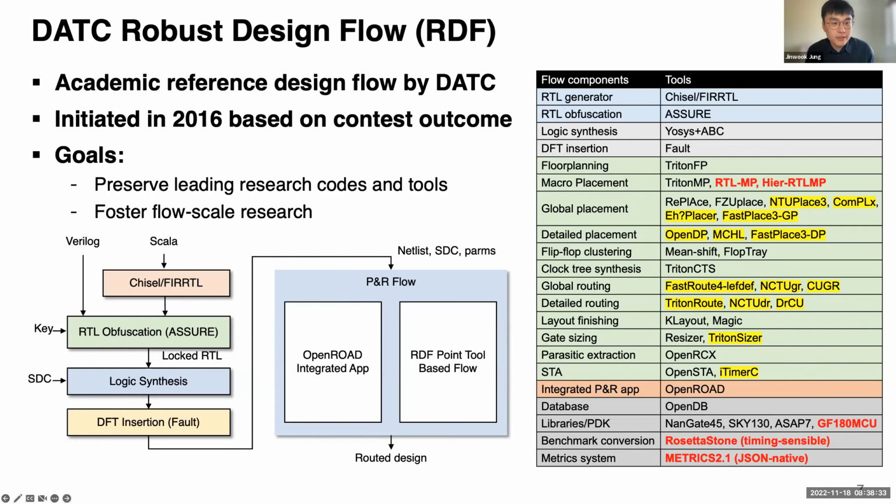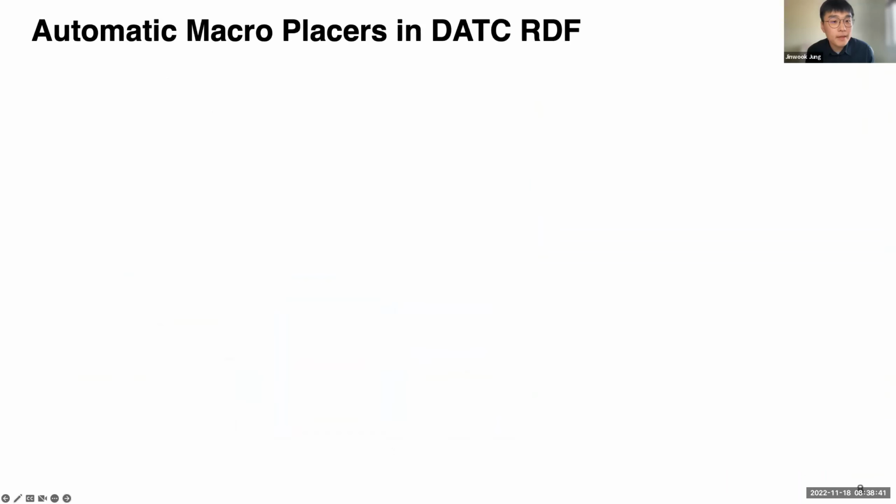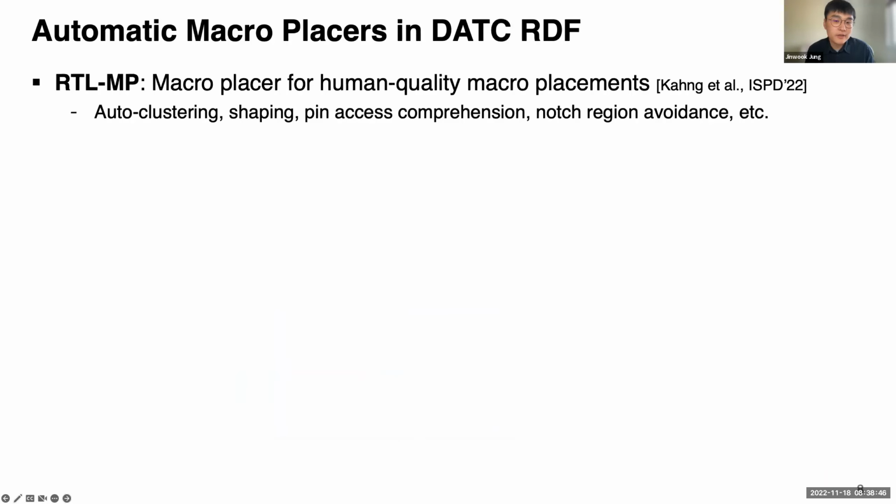Among the latest updates, I want to particularly highlight the new automatic macro placer in the next slide. This is this year's update. This year we have included a recent automatic macro placer called RTLMP in the RDF inventory. This RTLMP macro placer provides human quality macro placement solutions by combining key components such as auto clustering, shaping, pin access comprehension, and notch region avoidance. It also has many other key features.